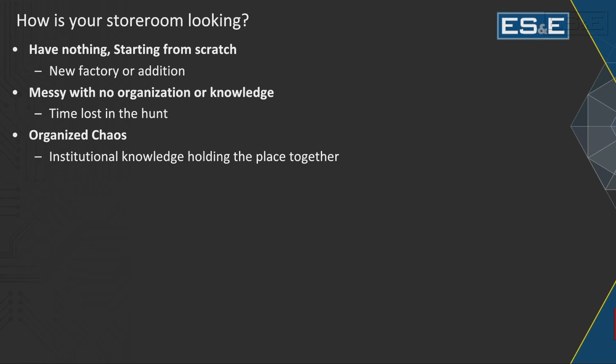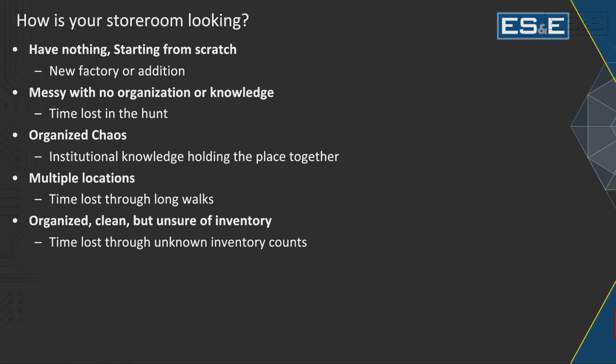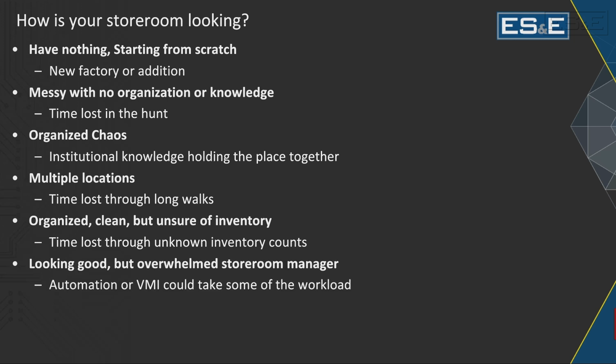Then you've got the organized chaos. Usually you've got that one old guy that knows where everything is, but all the new guys don't know, and they always have to go to him to find what they need. Then, just like our case study, there are multiple locations, and you lose a lot of time hunting from room to room. And then you can have a pretty good storeroom, but you may not know what you have, or you don't have a program to upkeep it and know exactly what you have and where it is. Maybe your storeroom is the way you want it, but you need a little bit of help with it, and maybe a VMI or a little automation could help you make it go faster.